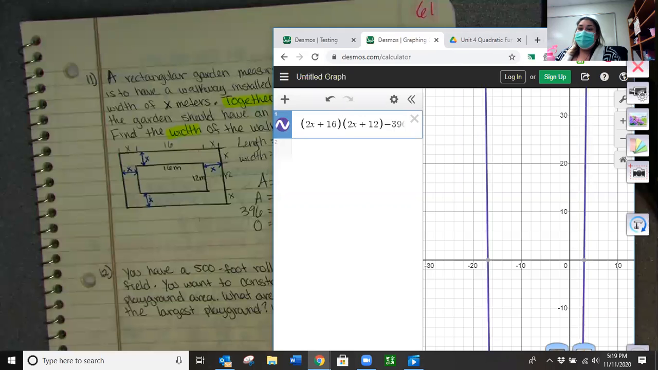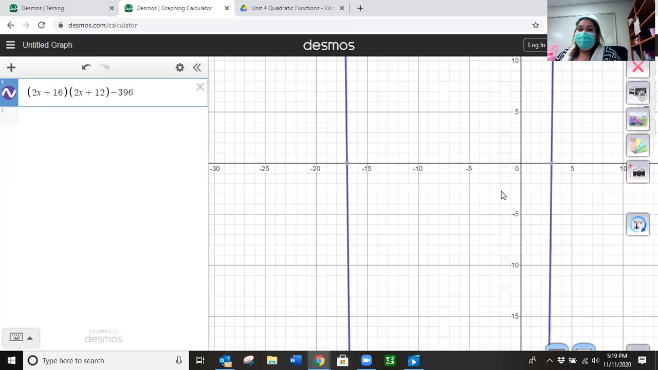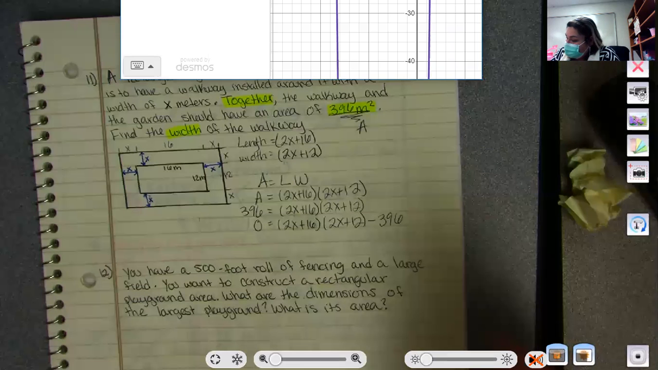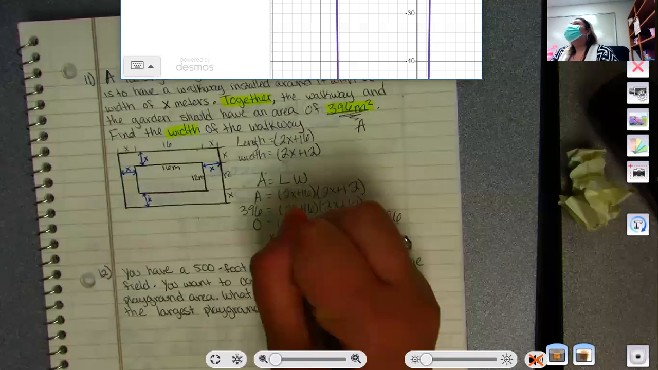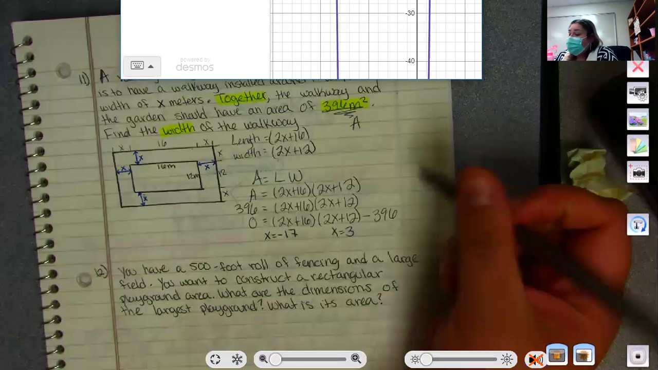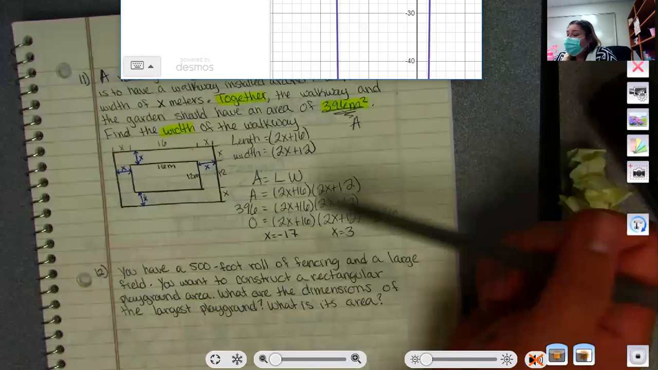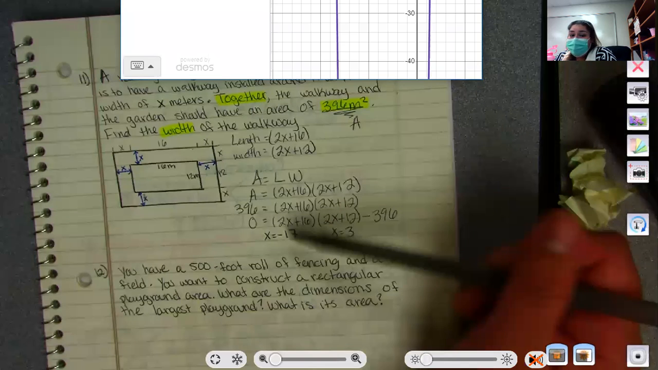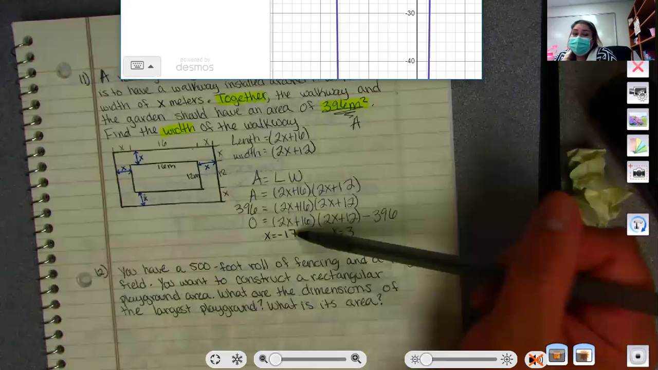So when we turn that function on, you can see that there are two x-intercepts at -17 and +3. This is where we have to think realistically in the context of the problem. That means we have two solutions, x equals -17 and x equals 3. So according to this, there are two numbers that fulfill this value of x, and that's -17 and 3.